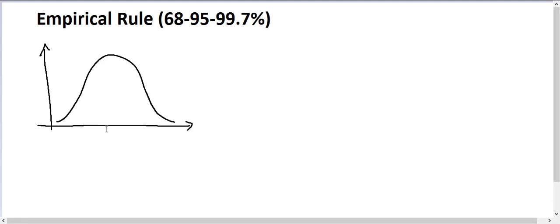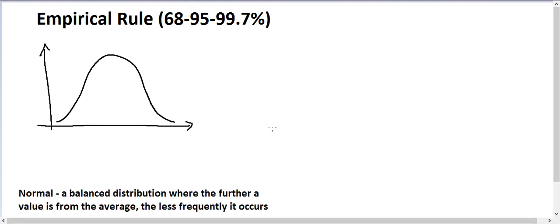Now let's talk about what is normal. Let's make sure we understand normal. Normal just essentially means it's a balanced distribution where the further a value is from the average, the less frequently it occurs. And we can think of scenarios where this occurs. Height is one example, right? If there's the average height, the further someone gets away from the average height, either short or tall, the less frequent those people become. All right, so that's exactly what a normal distribution means.